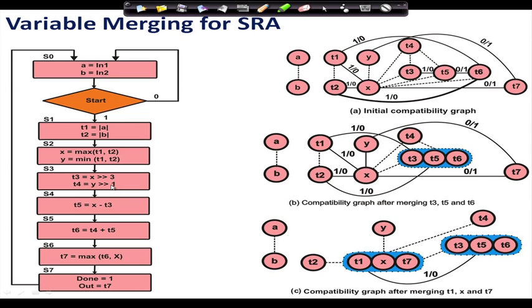X and T4, Y: are they incompatible? Here X is being used and I need to keep the value of X. Here X is live from this point, and when X is being shifted, T4 is also being written, because the shifting is being done in the same clock.